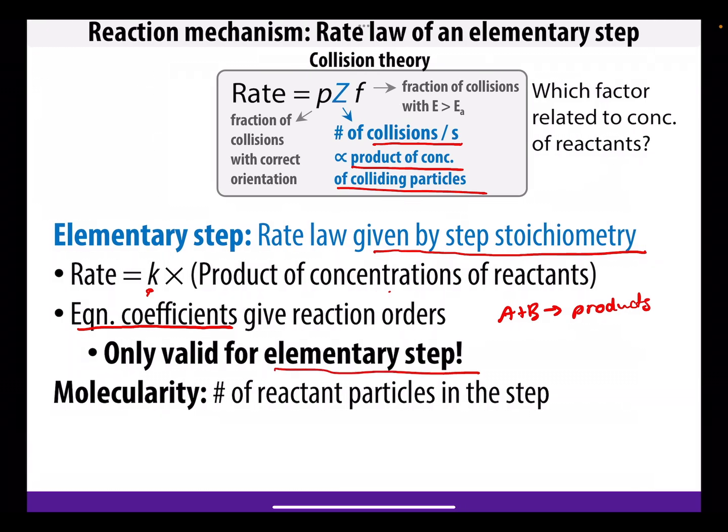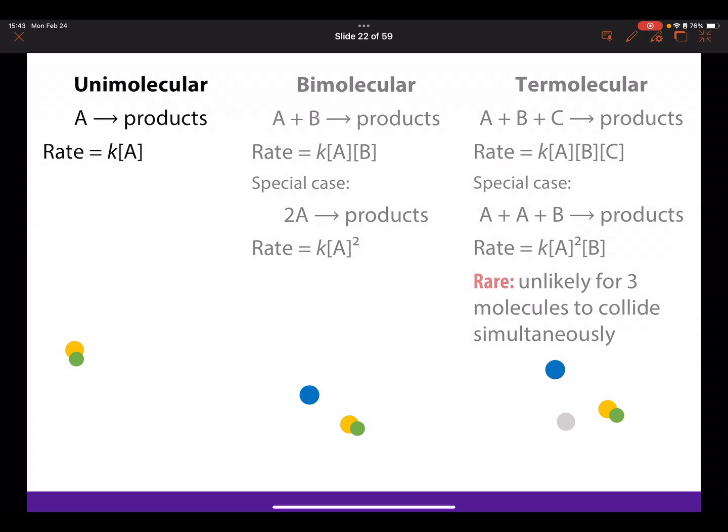One more key term here is molecularity. That's the number of reactant particles that are colliding in the step. The 3 orders of reaction are unimolecular. So unimolecular has something like A goes to products, and because it's just one thing that's, in this case, sort of falling apart, the rate law is just rate is equal to K times the concentration of A. A graphic that shows what that looks like down here is something like this. That single thing just falls apart.